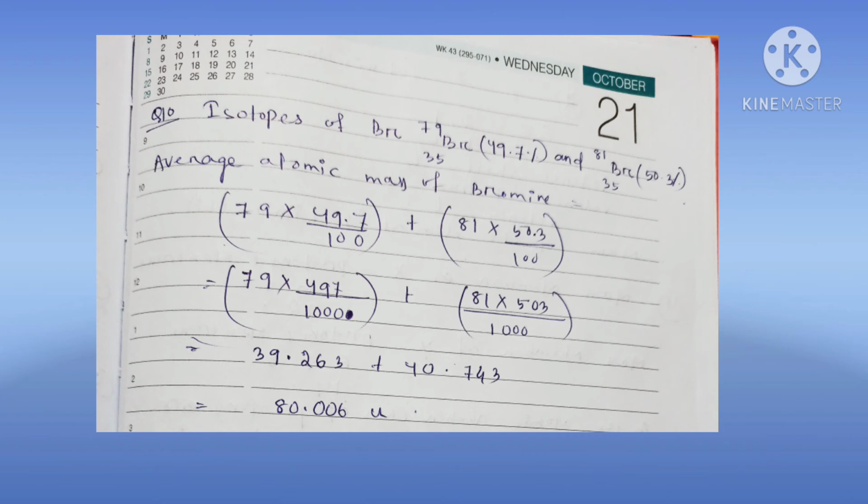You can also see your book, students, page number 53. One example has been given of chlorine. I have used exactly the same formula for this isotope. So the average atomic mass of bromine is 79 into 49.7 by 100 plus 81 into 50.3 by 100, and finally I got 80.006 unit. This is the average atomic mass of bromine.